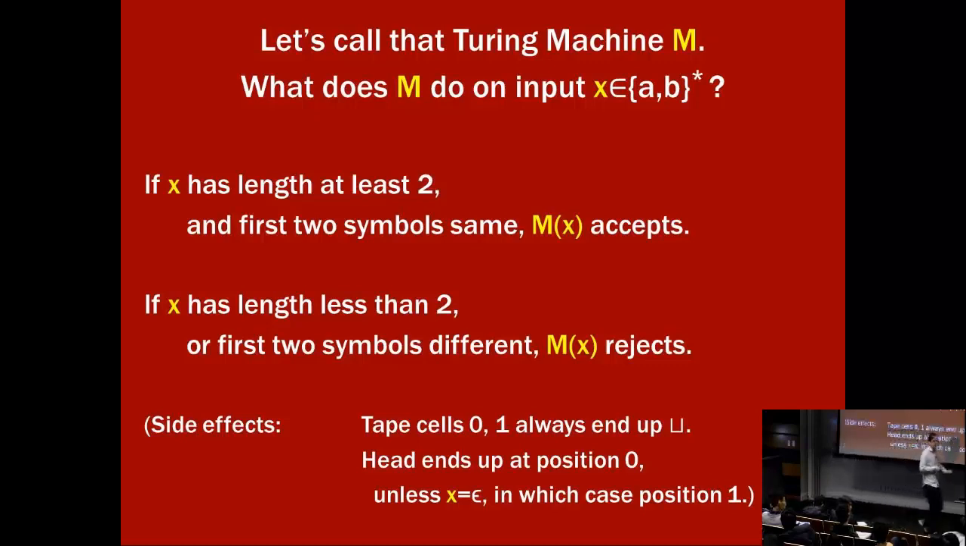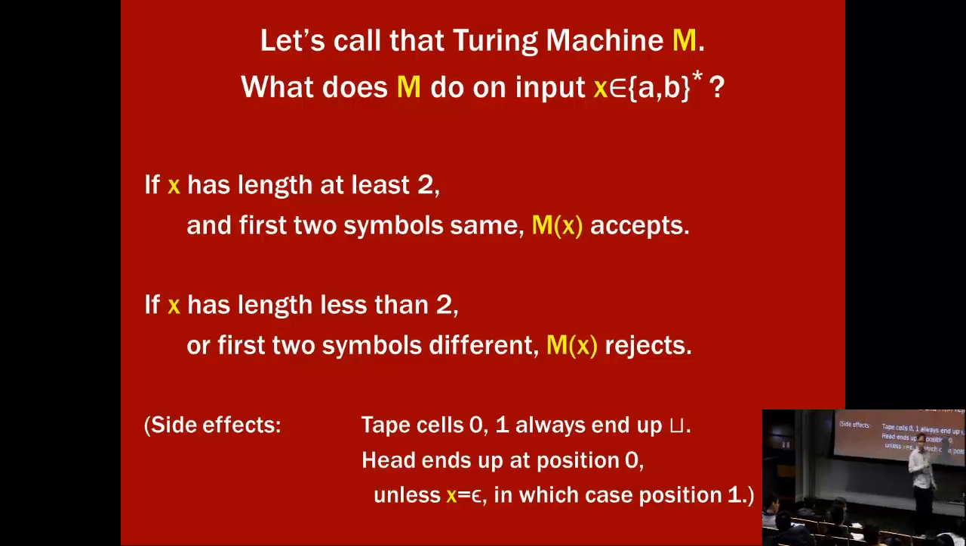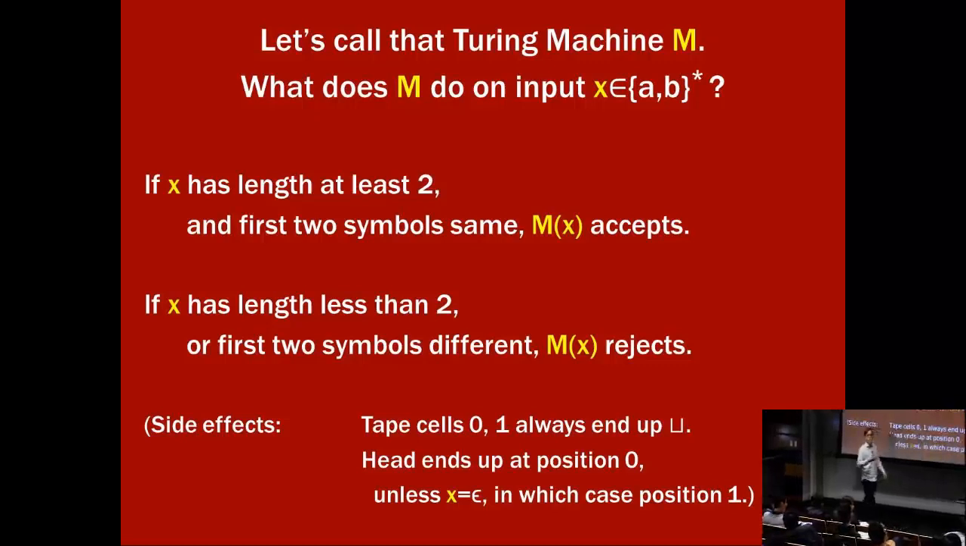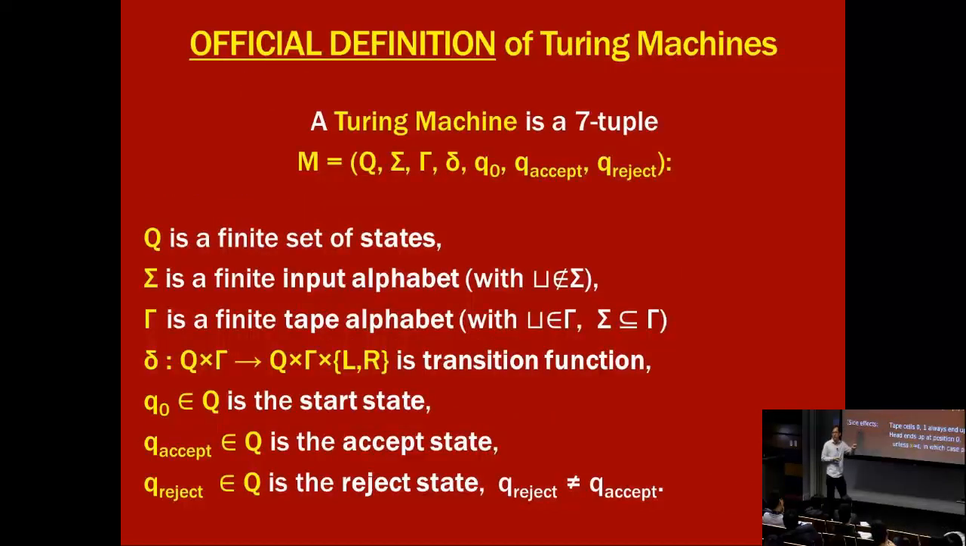It also has some side effects, which don't affect the accept or reject, but they do affect how you might use this as a subroutine in another more complicated program. You can, in fact, check that it always blanks out the first two cells, whatever they were, and it almost always leaves the head at the end in position 0, except if it's the empty string. So you can check to yourself that this is true if you study this machine later.